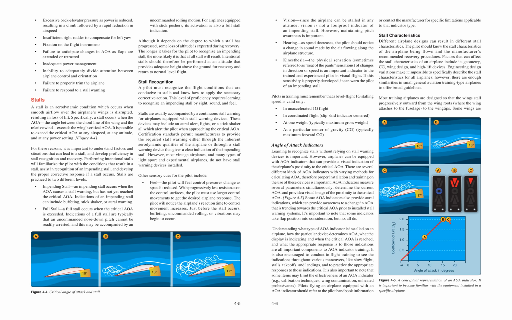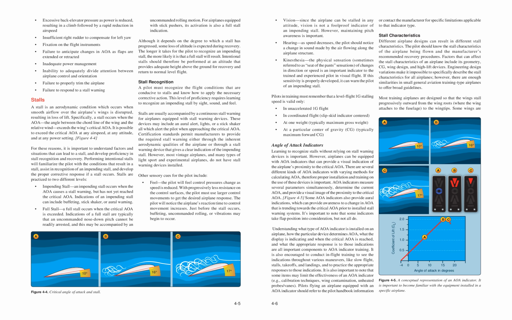Understanding what type of AOA indicator is installed on an airplane, how the particular device determines AOA, what the display is indicating and when the critical AOA is reached, and what the appropriate response is to those indications are all important components to AOA indicator training. It is also encouraged to conduct in-flight training to see the indications throughout various maneuvers, like slow flight, stalls, takeoffs, and landings, and to practice the appropriate responses to those indications.